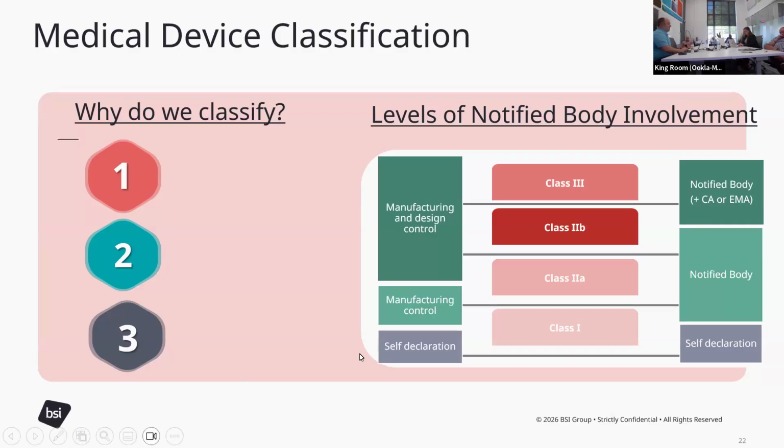For class 2A devices, that's where we look at sampling. So you can get a large number of devices on the market with more of a sampling scheme because they're not as risky. When you get into class 2B and class 3 devices, they start to be relatively dangerous to the patient. That's where we look at them on more of a product certificate and a heightened level of scrutiny, and also expect a lot more clinical data to prove that the devices are safe and effective.